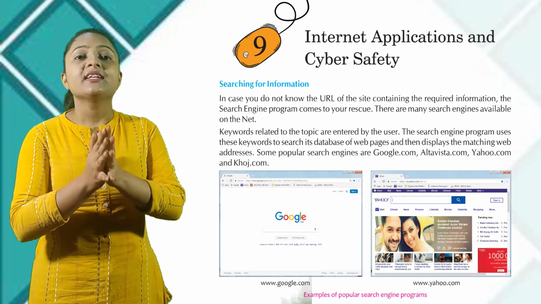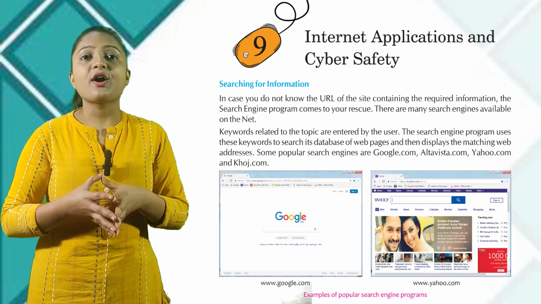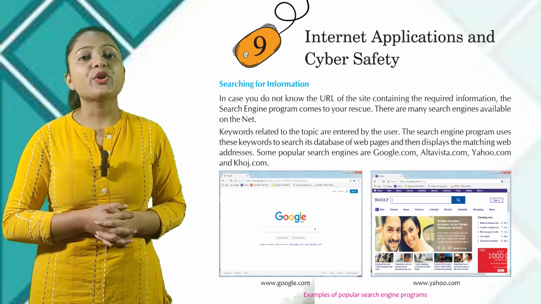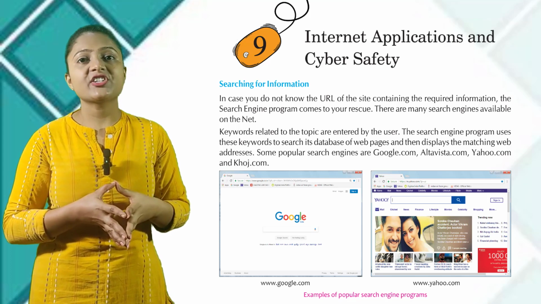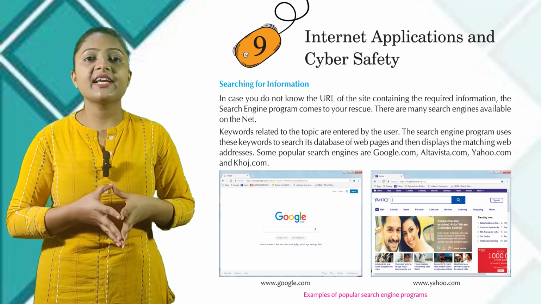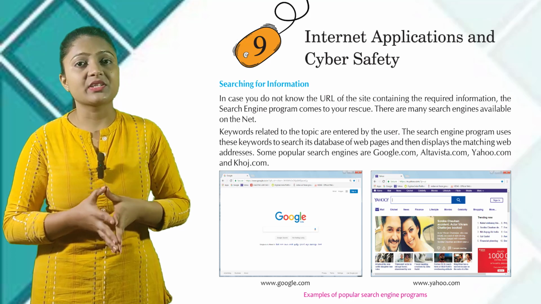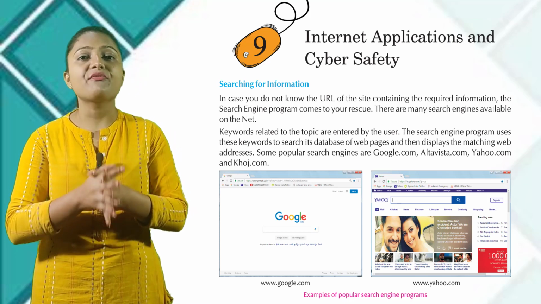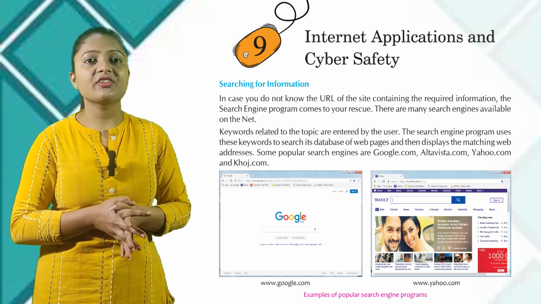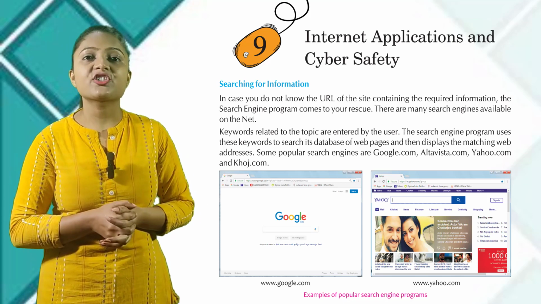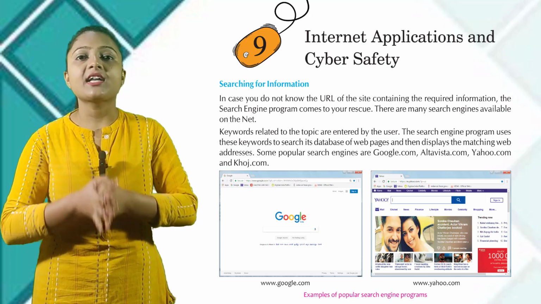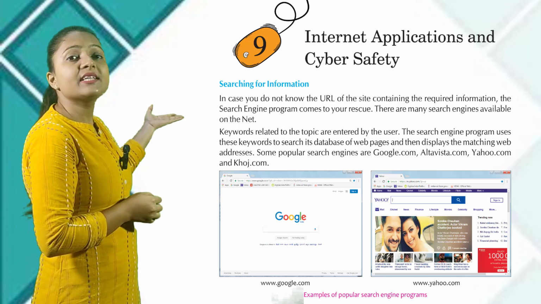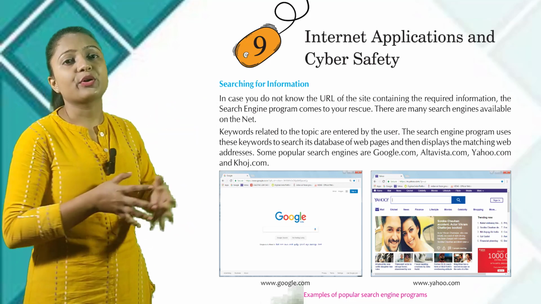Searching for information. In case you do not know the URL of the site containing the required information, the search engine program comes to your rescue. There are many search engines available on the net. Keywords related to the topic are entered by the user. The search engine program uses these keywords to search its database of web pages and then displays the matching web addresses. Some popular search engines are Google.com, AltaVista.com, Yahoo.com, and Khoj.com. In this picture, you can see a page for Google and Yahoo.com.